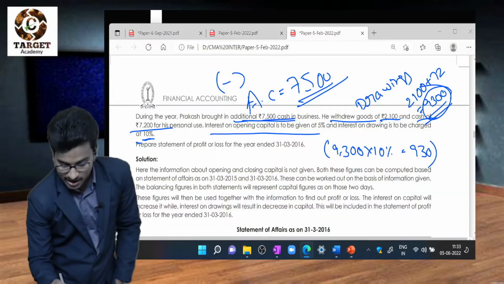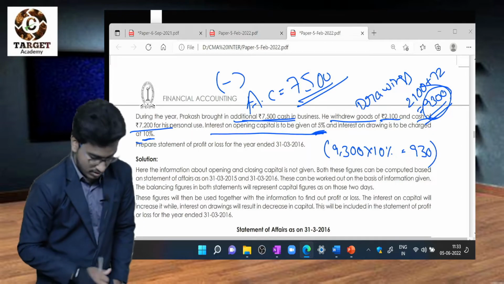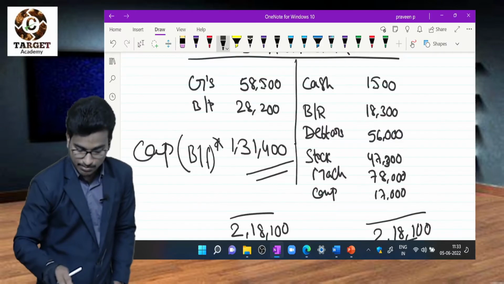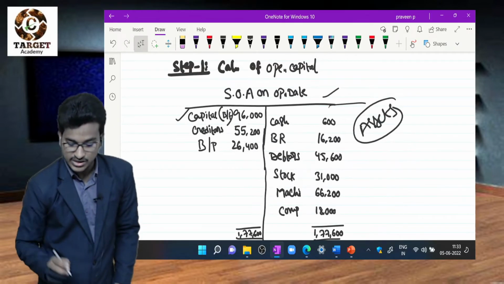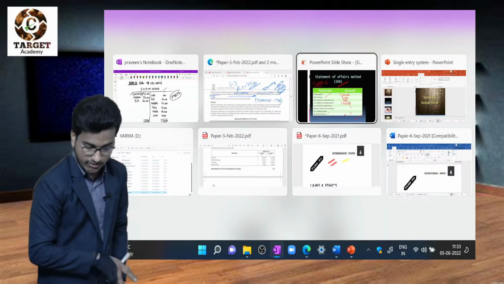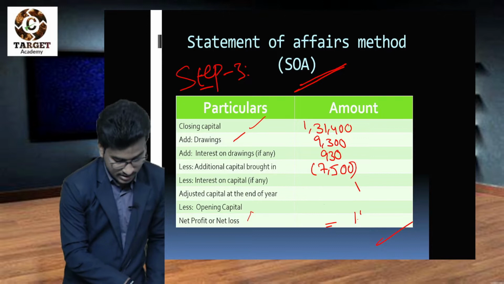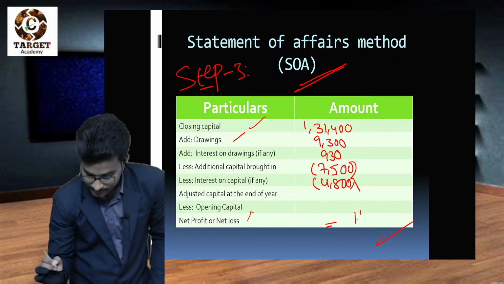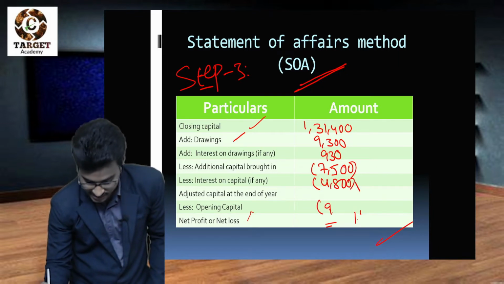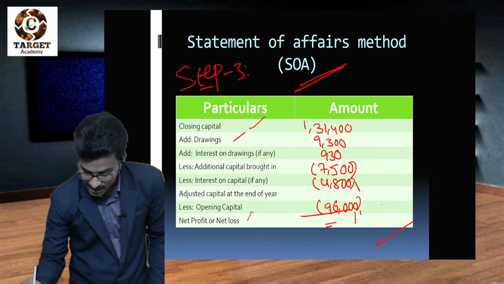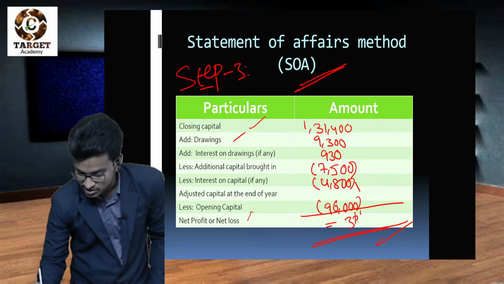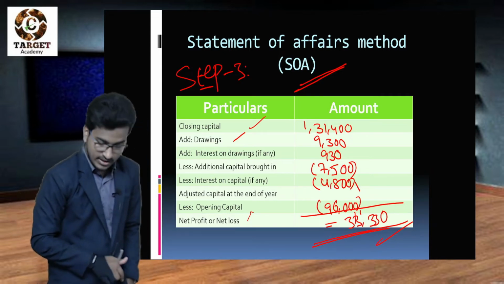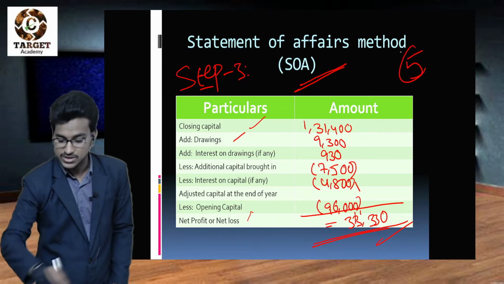Next one, interest on capital given 5%. How much opening capital? Just now we found it out from step number 1, right? 96,000 into 5%. Tell me the figure. Interest on opening capital 4,800. Less opening capital. How much? 96,000, right? The balancing figure is net profit. How much? 33,330. That's it. This is for a 5 marks question.